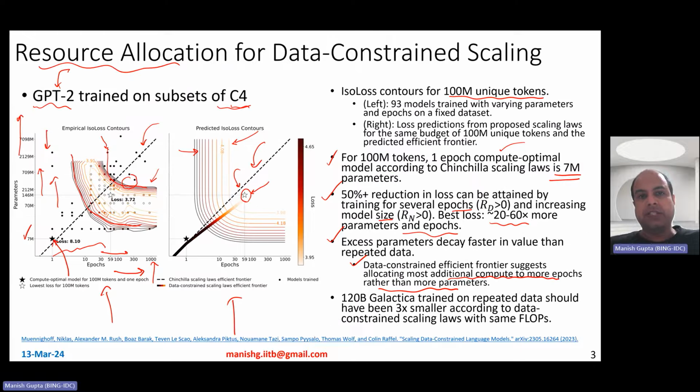So that was about allocation. Essentially you have resources and you want to allocate them. What is the best way to allocate, whether to parameters or to pre-trained data? They observed that it is better to allocate more compute to doing more epochs, more repetitions on the existing pre-trained data, rather than training larger models, which is nice because it means you can train smaller models. In fact, they also showed that a 120 billion Galactica model trained on the repeated data could have been 3x smaller in size compared to the original Galactica model with the same flops, right?